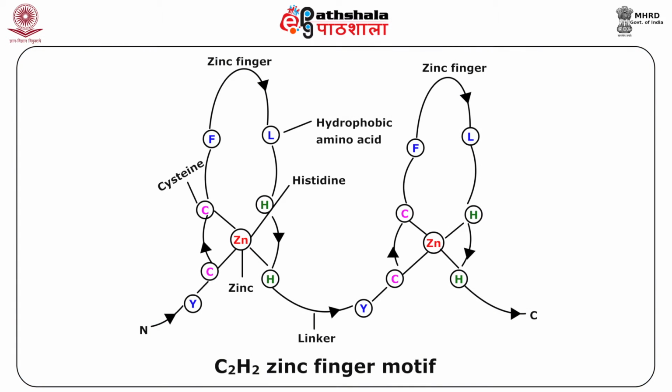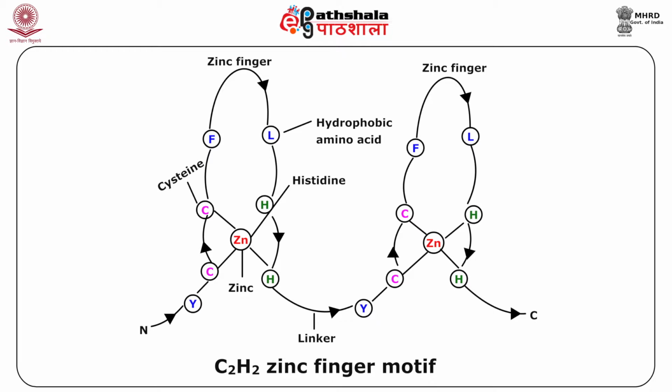The two cysteine residues and two histidine residues are tetrahedrally coordinated to zinc as shown in the figure. It has 2 to 3 beta strands in its N-terminal sequence and one alpha helix in the C-terminal half of X12H.